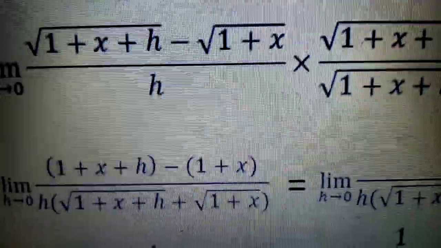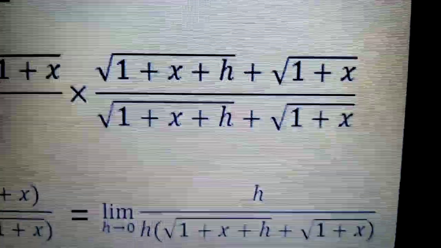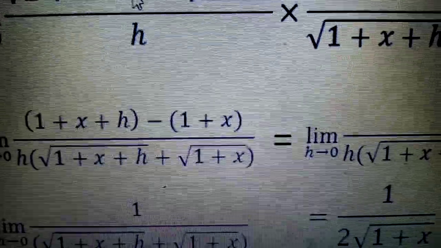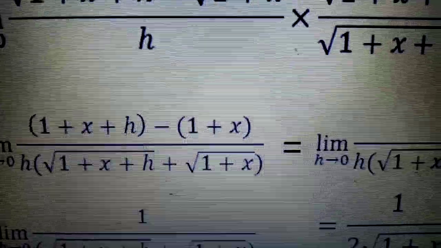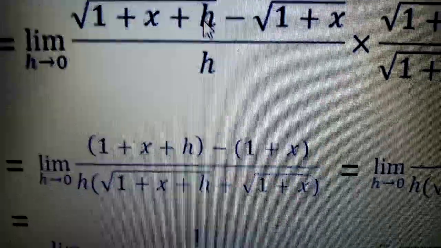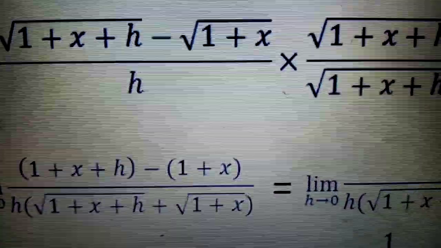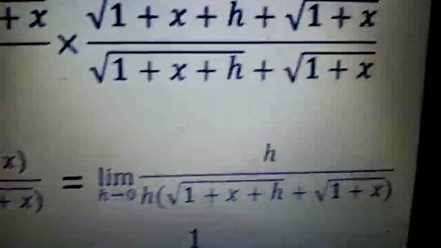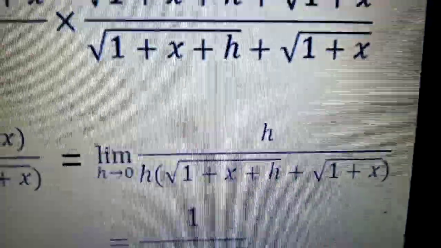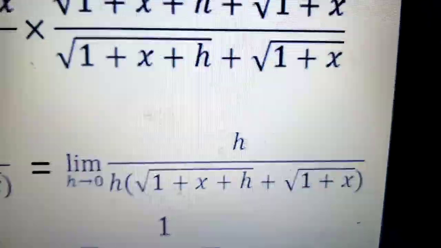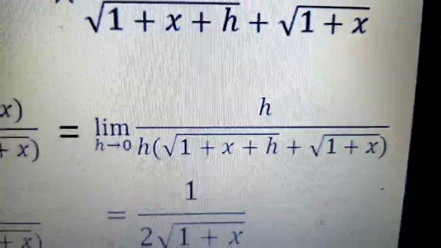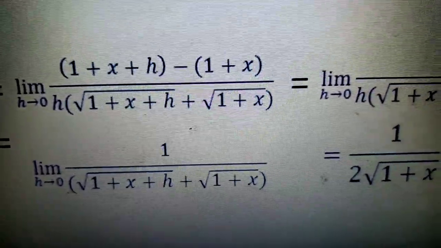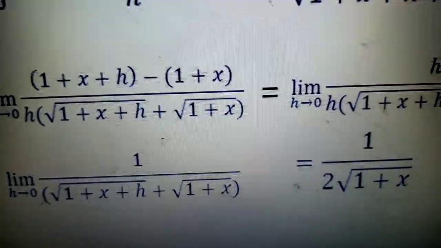For the denominator, we just use the h to multiply square root of 1 plus x plus h plus square root of 1 plus x. So that will give us h into square root of 1 plus x plus h plus square root of 1 plus x. When we open up the numerator, the minus goes through, so we have minus 1 and minus x. The minus 1 will cancel the plus 1, and the minus x will cancel the plus x. So we have h left in the numerator. So we have the limit as h tends to 0 of h divided by h into square root of 1 plus x plus h plus square root of 1 plus x. The h will cancel the h. So we'll be left with the limit as h tends to 0 of 1 all over square root of 1 plus x plus h plus square root of 1 plus x.